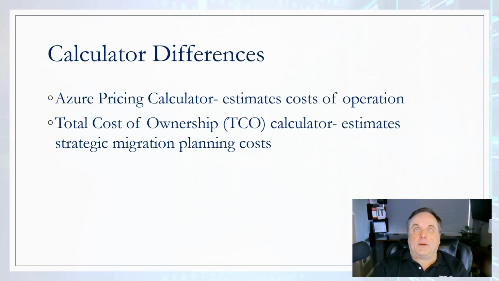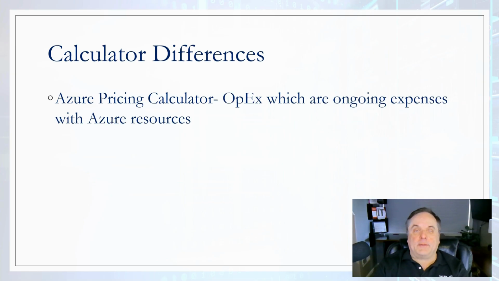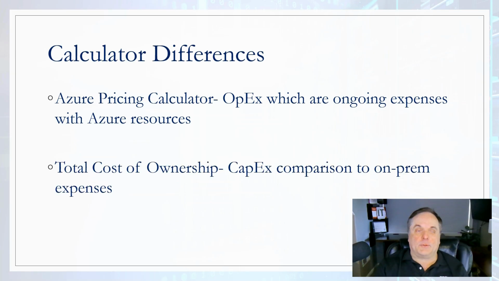What it does is it compares your current on-premises infrastructure costs, including capital expenditures like hardware and ongoing costs, things like that, to projected costs within Azure. The pricing calculator is for execution and granular Azure costs, while the TCO calculator is for strategic migration planning and business justification. The Azure pricing calculator is going to be involved with what's called operational expenditures, or OpEx. These are ongoing expenses with Azure resources. Whereas the total cost of ownership calculator is going to measure capital expenditures, which is the comparison to on-prem expenses.